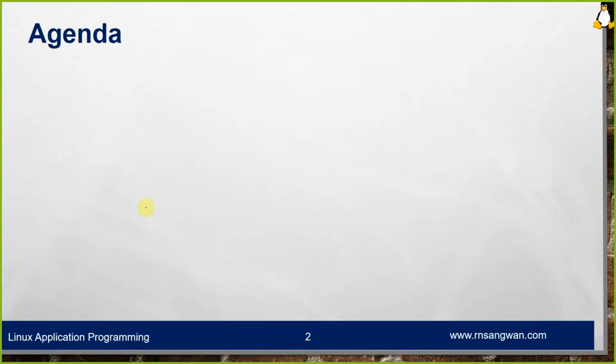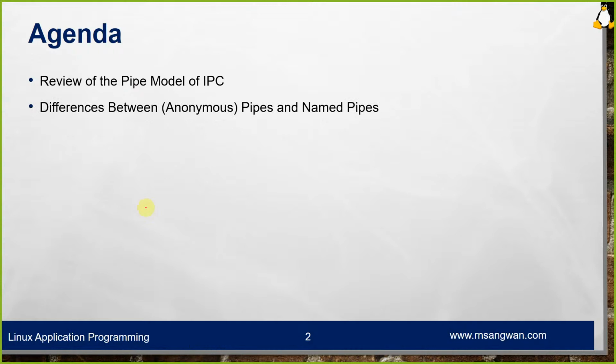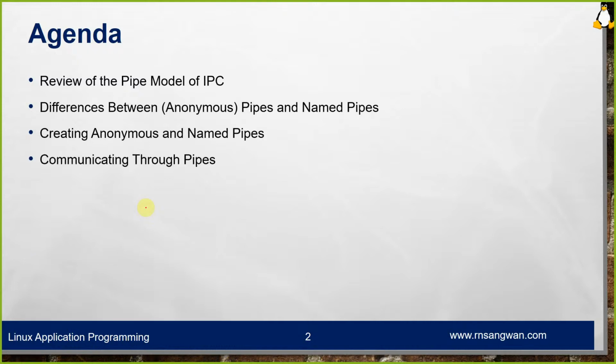So the agenda of the session is a review of the pipe model of inter-process communication, the difference between anonymous pipes and named pipes, creating anonymous and named pipes, communicating through pipes, and command line creation and use of pipes. So this is all about pipes.